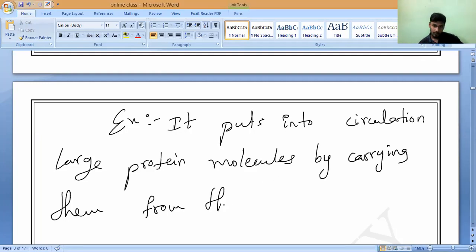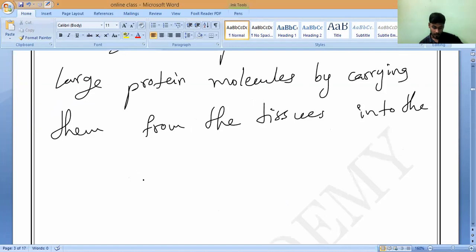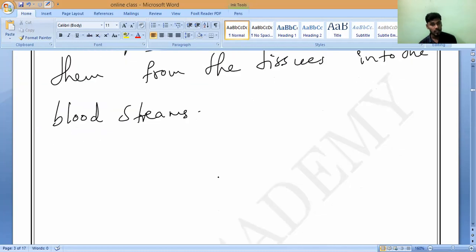From the tissues into the blood streams. These large protein molecules are unable to be absorbed by the blood capillaries. Is it yes or no? Capillaries. Yes, sir. Understand all of you? That is what you have to write in bracket. Very, very important: which could not be absorbed by blood capillaries.